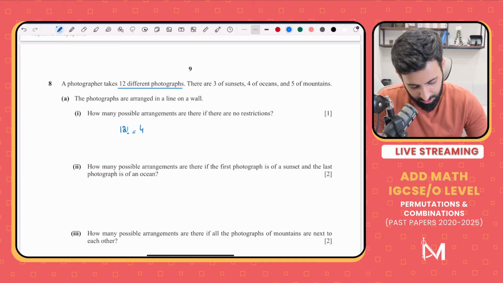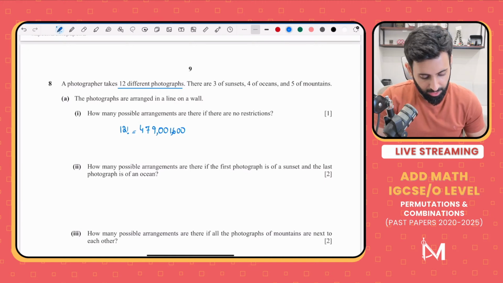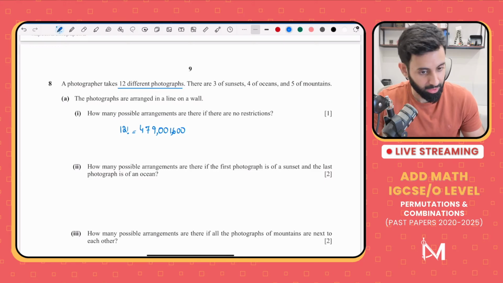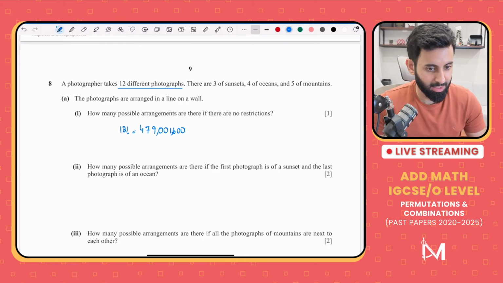So 479001600. Okay, please don't round off this answer because it's an exact answer. So this is 479,001,600.